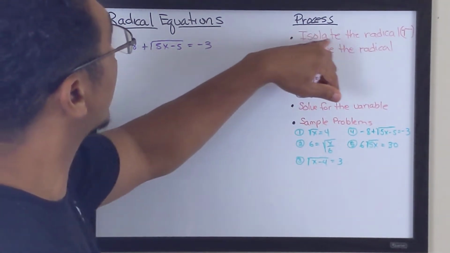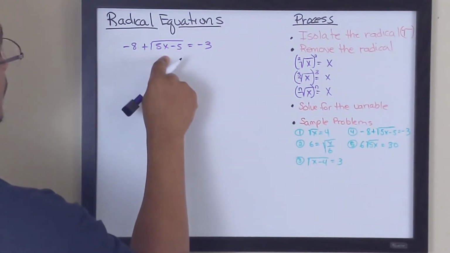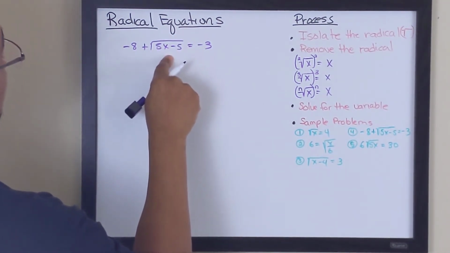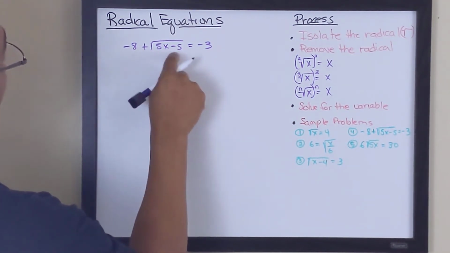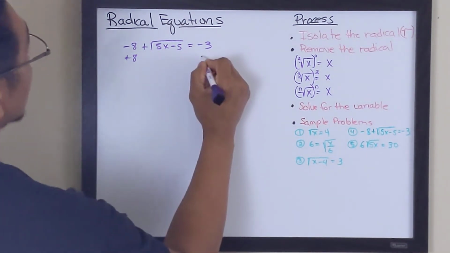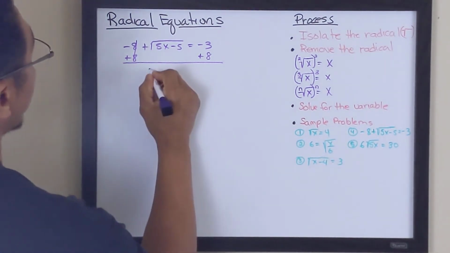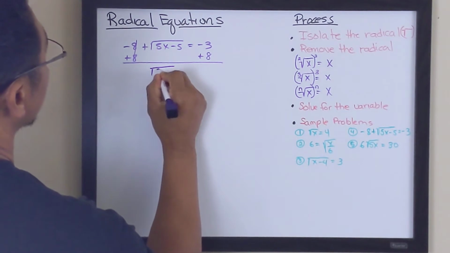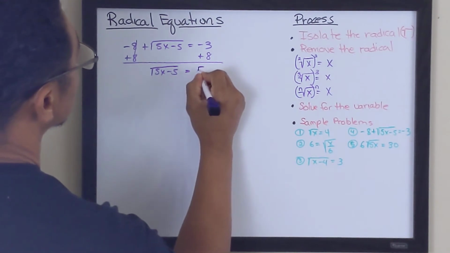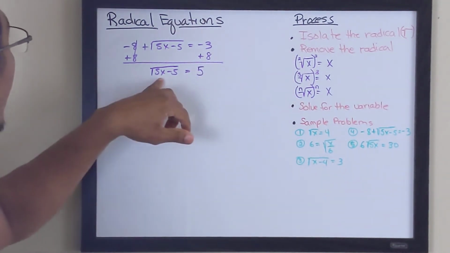First of all, we want to isolate the radical. In this particular example, this radical is not by itself on this side of the equation. So we have to get this radical by itself. To do that, I want to get rid of this 8 that's being added to it. So I'm going to add 8 to both sides since that's a negative 8. So this gets rid of my 8, and I'm left with the square root of 5x minus 5 equals negative 3 plus 8, which is just 5. So now we've isolated the radical on one side of the equation.